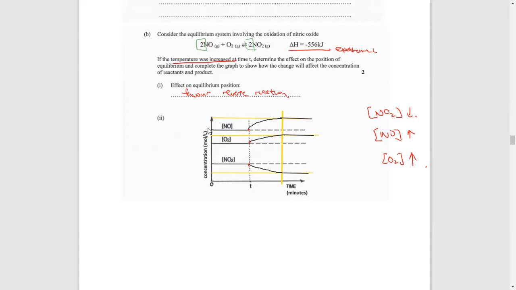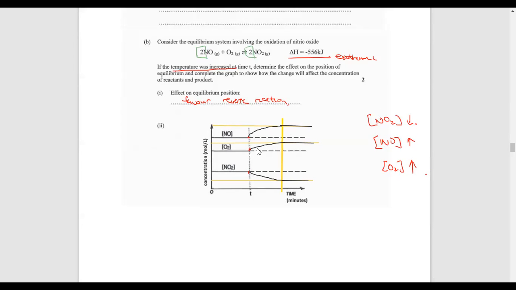This question has no numbers on the axes, but if it did, you need to pay attention to that as well. So remember, when it's a change in temperature, there will be no sudden shift at a particular point in time. At the time of the change, there will be gradual shifts from the original concentration.